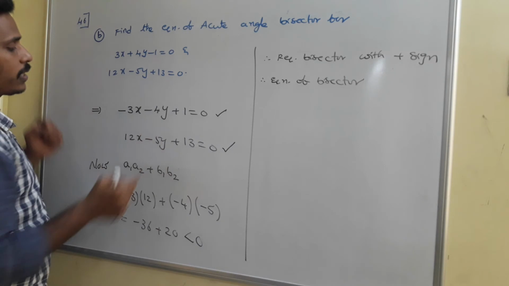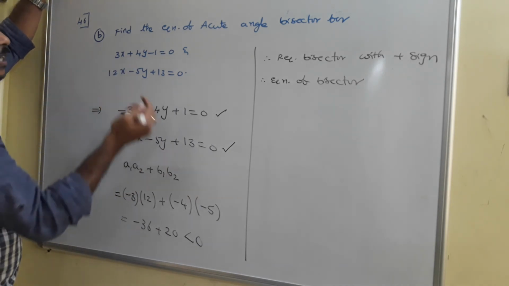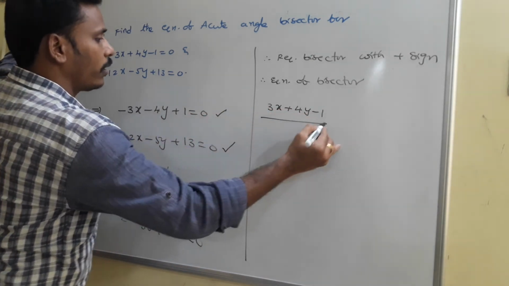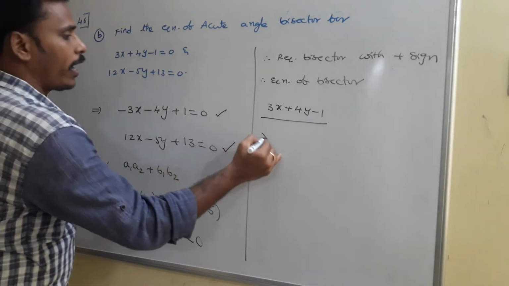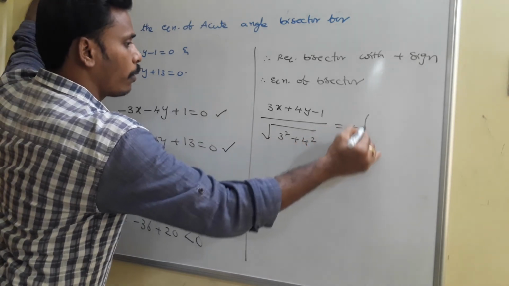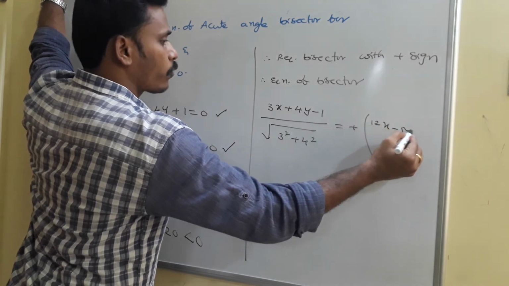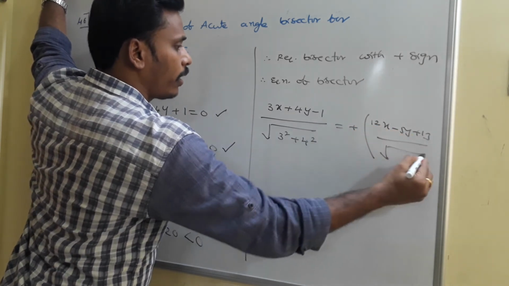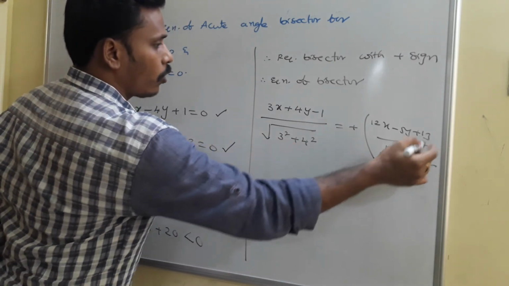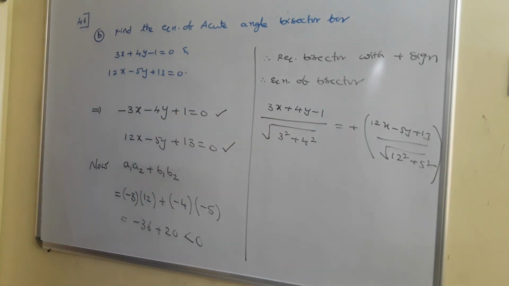And now your equation of the bisector is what? The bisector with the plus sign, right? So (3x plus 4y minus 1) divided by the square root of 3 square plus 4 square is equal to plus the second one: (12x minus 5y plus 13) divided by the square root of 12 square plus 5 square, the coefficients of x and y squared in each. And you need to simplify it further. At the end you will get the answer. You just have a look and then try to solve it.